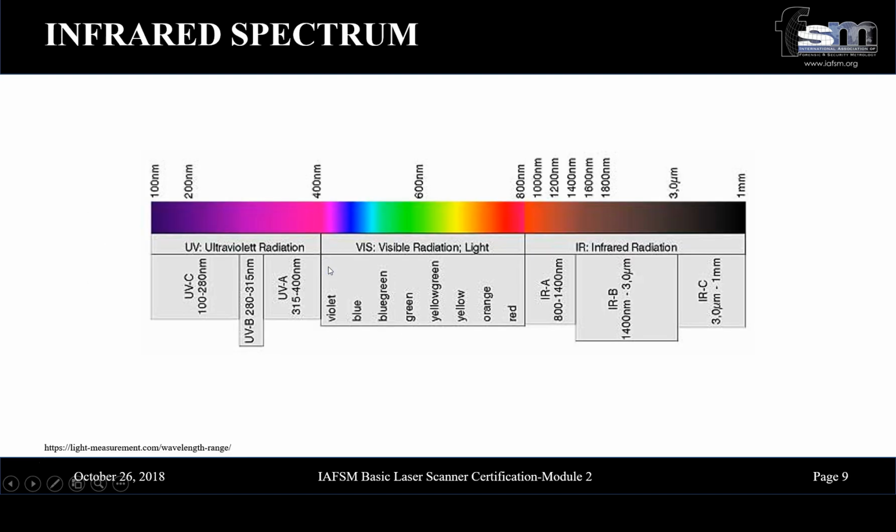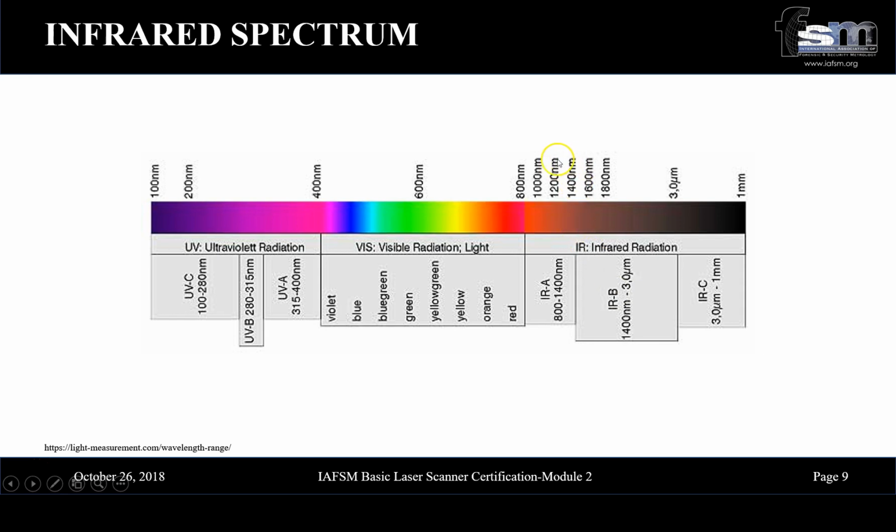So this is another chart. In here, it's not just the visible spectra, but you can see we have ultraviolet radiation and we have infrared. Now here we've attached the scale of wavelengths in nanometers, and this is typically what we deal with when we're talking about laser scanners. So the range for laser scanners is usually in the near infrared, so here it says 800 to 1400, the IRA, and here, which is the 1400 to 3000 nanometer range, which is IRB.